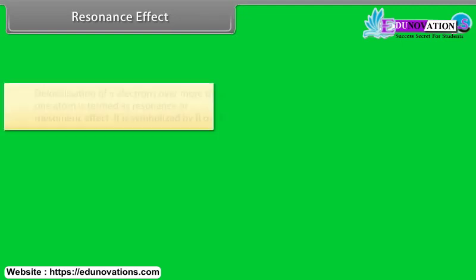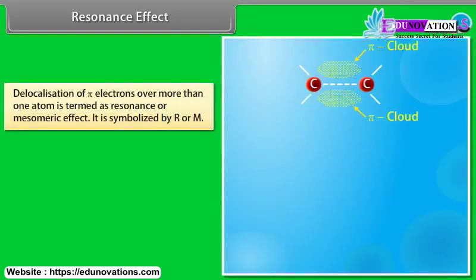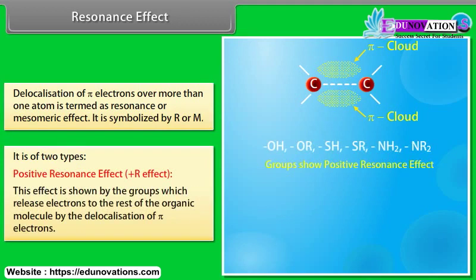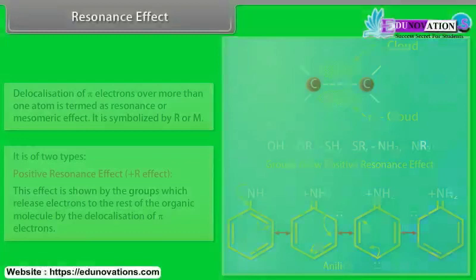Resonance effect. Delocalization of pi electrons over more than one atom is termed as the resonance or mesomeric effect. It is symbolized by capital R or capital M. It is of two types. Positive resonance effect, positive R effect. This effect is shown by the groups which release electrons to the rest of the organic molecule by delocalization of pi electrons. For example, aniline.